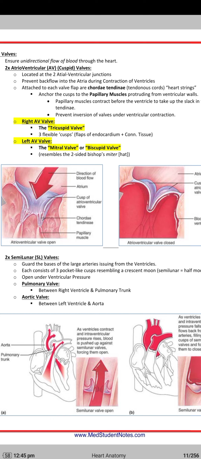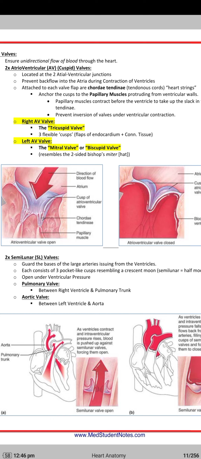When the ventricle contracts to push the blood out to the pulmonary artery, the blood from the atrium goes through the cuspid valves. So the valves prevent backflow into the atrium.